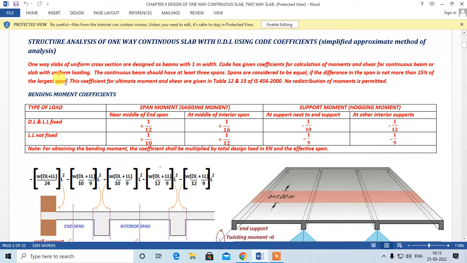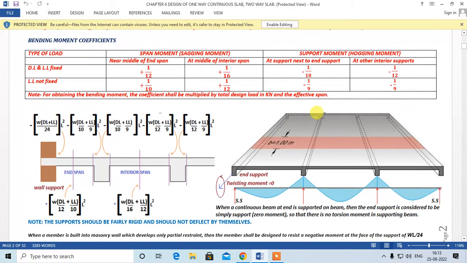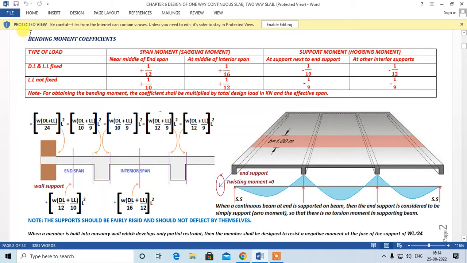These coefficients for the ultimate moment and shear are given in Tables 12 and 13 of IS 456-2000. And a very important note: whatever moments you find using these coefficients, no redistribution of these moments is permitted further, right? So this is the table for finding the bending moment coefficients by type of loads. This is dead load plus live load fixed, that are permanent loads. This is live load not fixed, which can also be called moving loads.